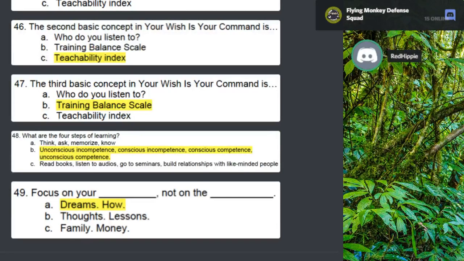How do you get to unconscious competence? Repetition? Yes, I'd give you 2 points for that. Doing it repeatedly, over and over at the conscious competence level, and observing someone else do it.